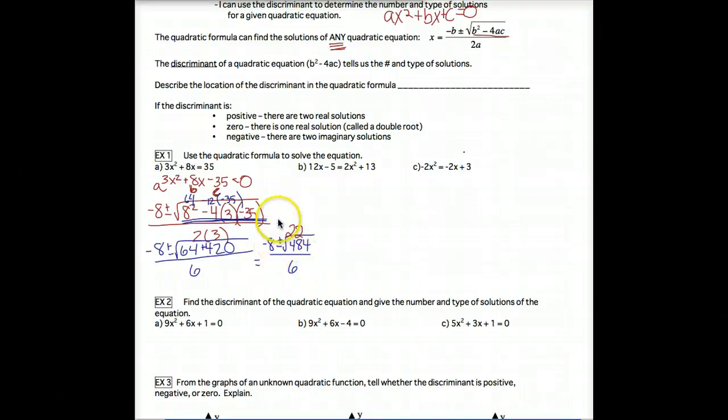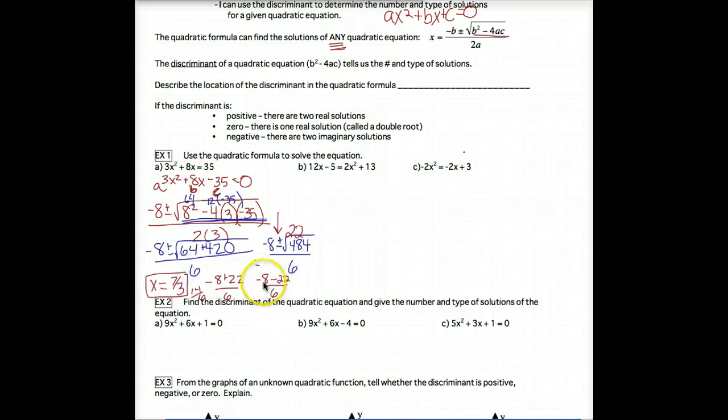So remember that this plus or minus right here separates it into two separate problems. Write them out so you don't forget. It's negative 8 plus 22 divided by 6. And then on the bottom side, negative 8 minus 22 divided by 6. It's two separate problems. So negative 8 plus the 22 gives me 14. 14 divided by 6 does not come out evenly, but it does reduce because they're both divisible by 2. So that first one gives me x equals 7 over 3 as one of my answers.